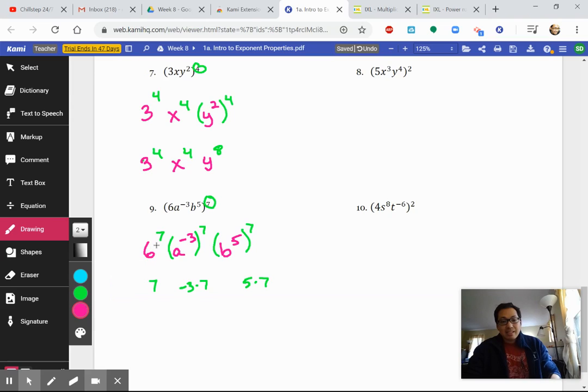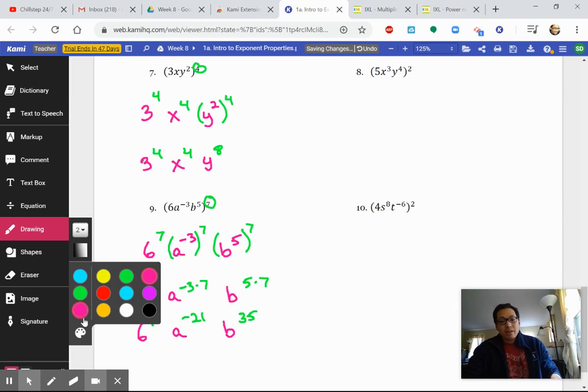So we're going to get 6 to the power of 7 times a to the power of negative 3 times 7 times b to the power of 5 times 7. And what do we get there? So 6 to the power of 7 is going to stay the same. Let me write my bases first. 6, a, and b are the bases. And we've got a power of 7. We've got negative 3 times 7. That's negative 21. And what's 5 times 7? 35. That would be our final answer.